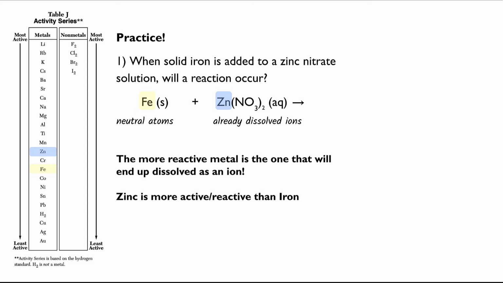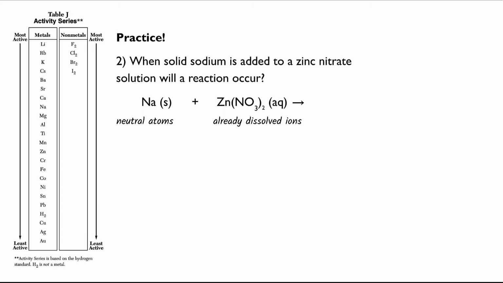It's higher on the activity series. So zinc is already where it needs to be. It's the more reactive metal. It is already dissolved in solution, so no reaction is going to happen here. If this were the other way around, if zinc was coming in by itself and iron was with nitrate, then there would be a reaction. But because iron is coming in by itself and it is less reactive than zinc, it will not replace zinc in solution. Let's take a look at number 2, when solid sodium is added to zinc nitrate.